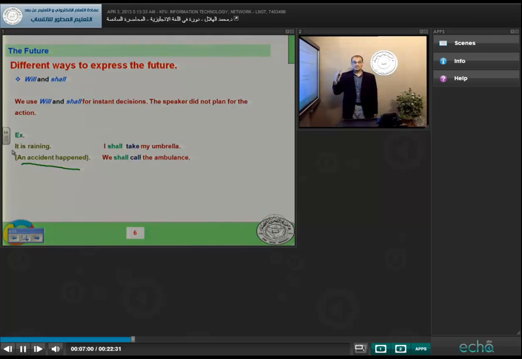So when we need to express a prediction, when we want to express an action that happens in the future, we use will and shall only if the decision that we make happens immediately, on the spot, instantly, without planning, without arrangement. There is no plan, there is no arrangement, it happens instantly. And those are examples: when an accident happens, we shall call the ambulance without thinking much of the action.